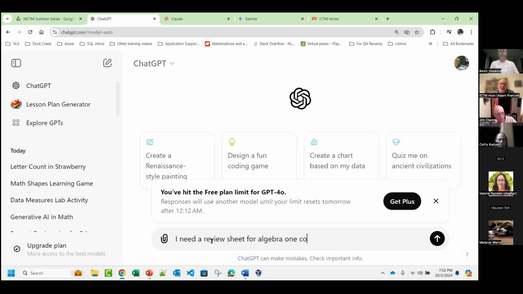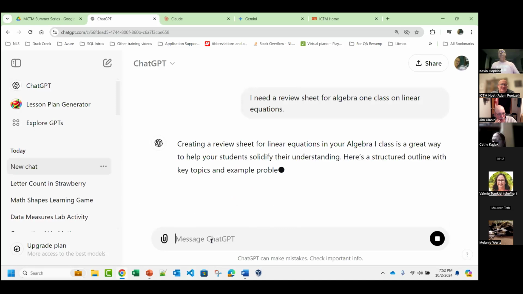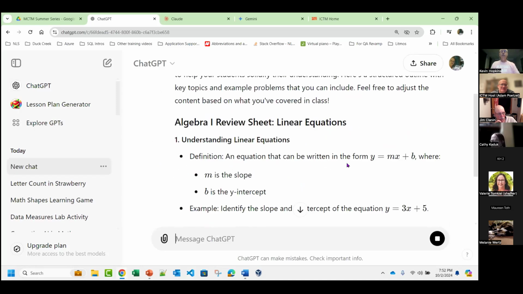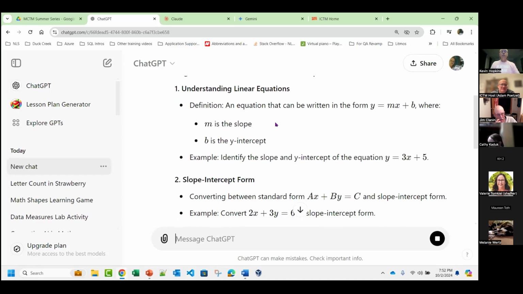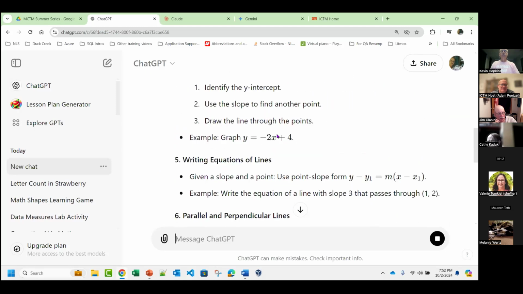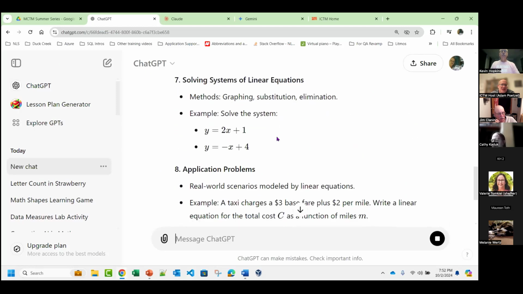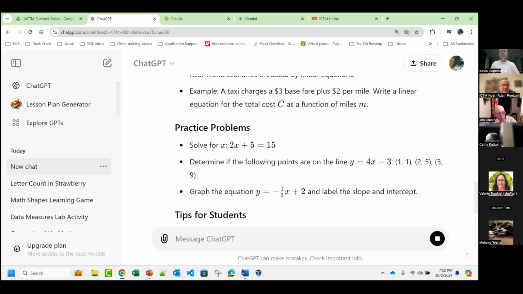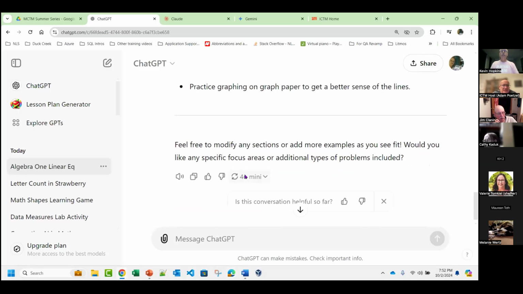You do like quadratic formula, anything. So I need a review sheet for Algebra 1 class on linear equations. So I guess there's a review sheet that doesn't have some, well, there's a practice problem.